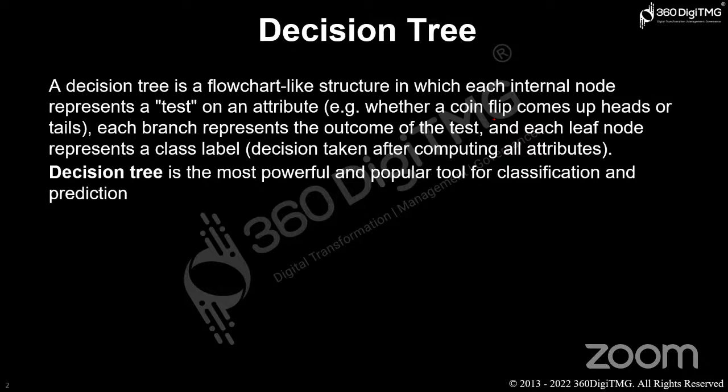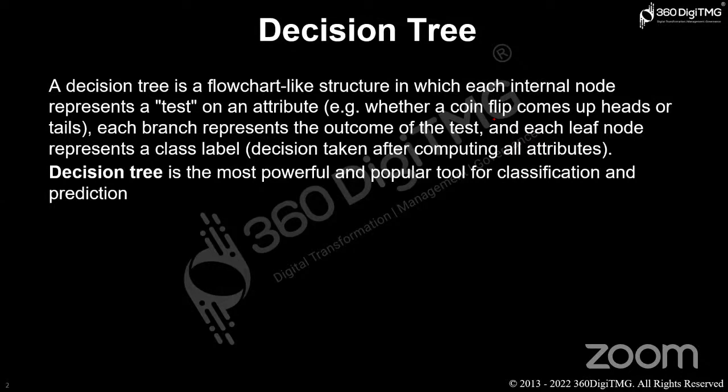Now, classification, guys, is a two-step process. The first step is a learning step, and the second one is a prediction step. In the learning step, the model is developed based on the given training data. We have seen that in the previous sessions. In the prediction stage, the model is used to predict the response for the given data.